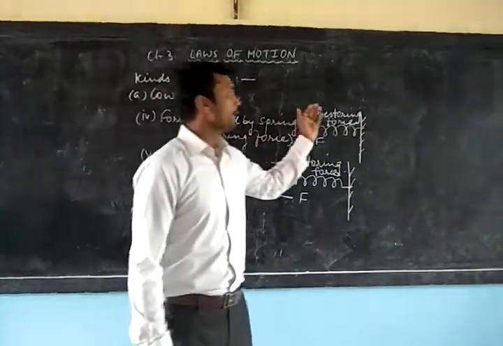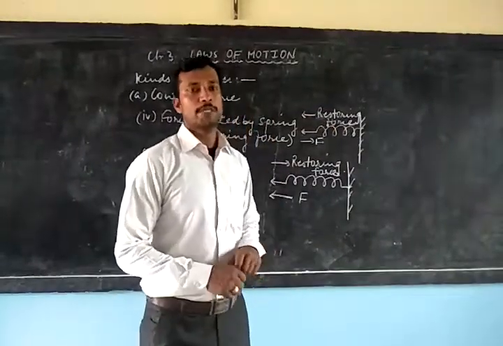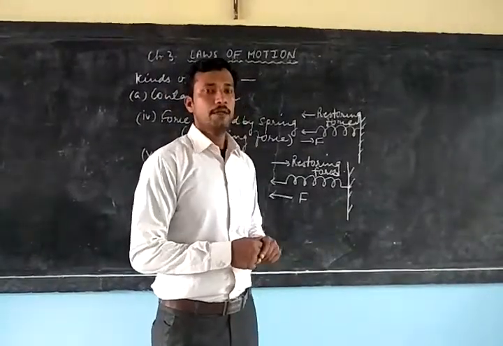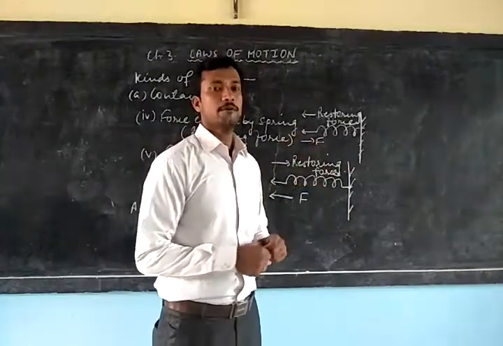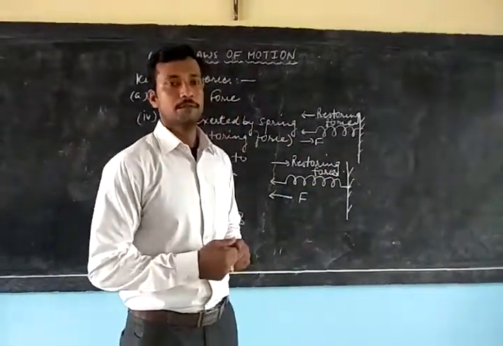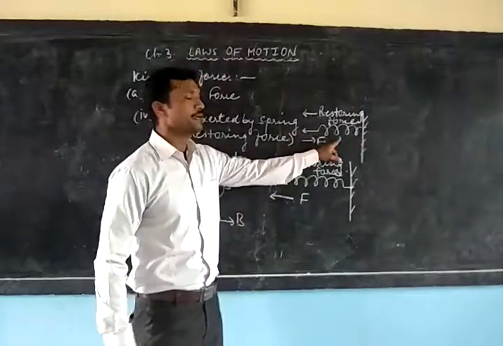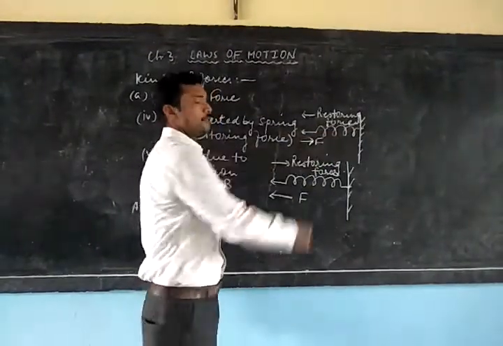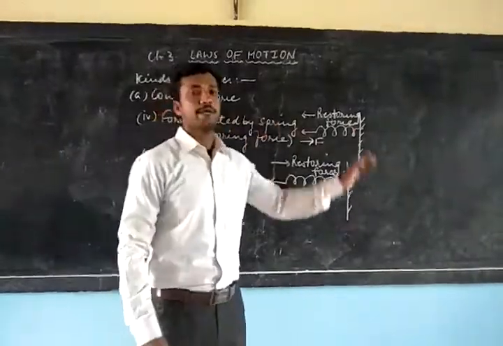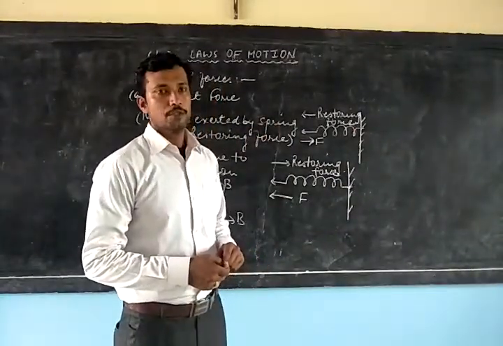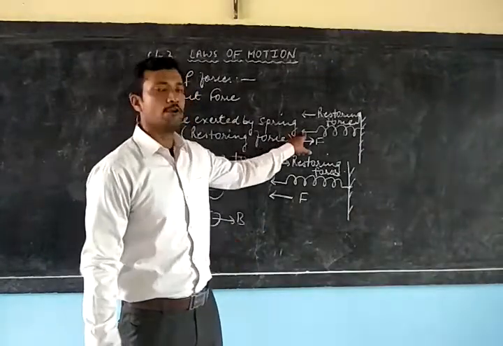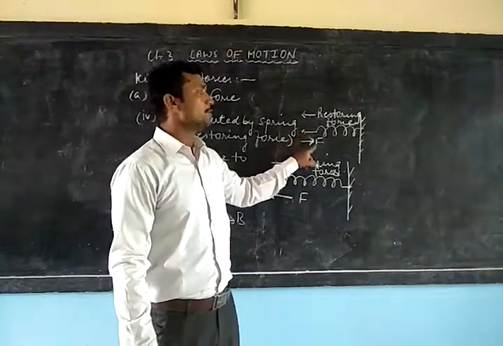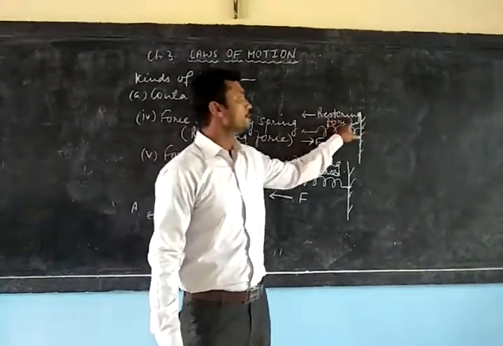So what happens when we apply force on a spring? Force on the spring can be applied either by compressing the spring or pulling the spring. When you compress the spring, you can see the force direction is on the right side, which shows that the spring is being compressed. The free end also exerts an opposite force, which is called the restoring force.